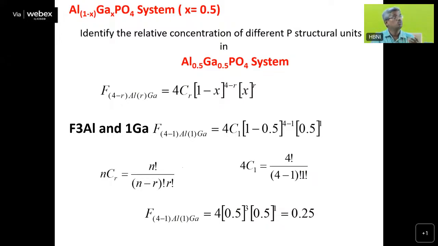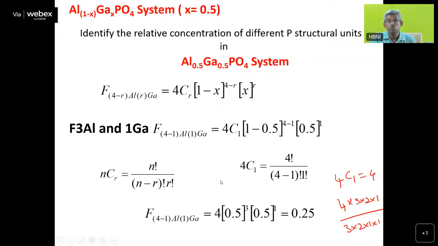So the 3 into 2 into 1 will cancel. So 4C1 is nothing but 4 only. You can easily calculate: 4 into 3 into 2 into 1 divided by (4 minus 1), 3 into 2 into 1 into 1. All of them will cancel and you will end up with only 4. So that is what I have shown here.